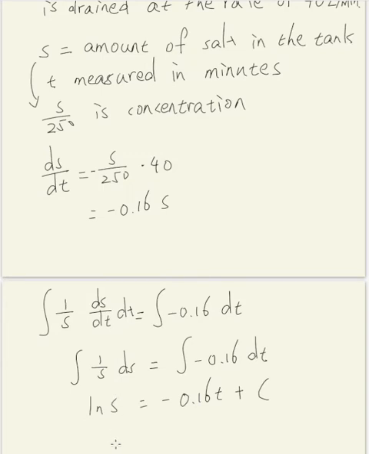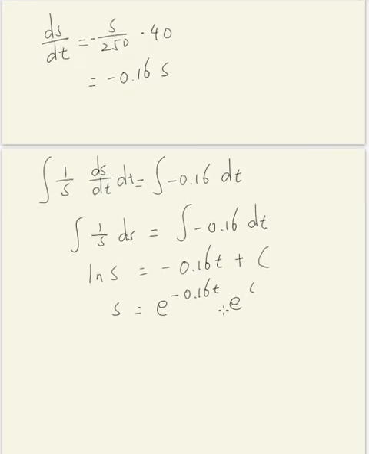Then exponentiate both sides, we get S equals e to the minus 0.16 t times e to the c. Okay, let's just do it step by step. Plus c. Now e to the a plus b equals e to the a times e to the b. Therefore, this is e to the c times e to the minus 0.16 t. Let's call e to the c c tilde. Okay, so c tilde equals e to the c.